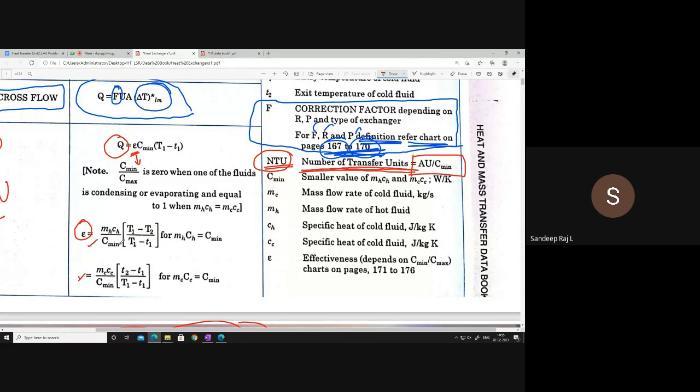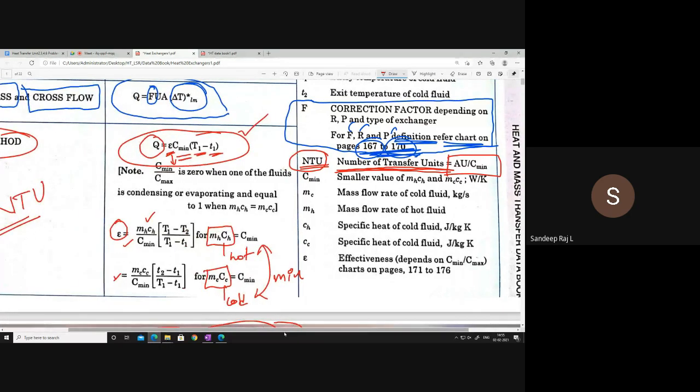For choosing between these two, the criterion is you have to find out m dot C in the case of the hot fluid, and also m dot C in the case of the cold fluid. Among these two, whichever is minimum, that formula you have to choose. That value you have to take here also, C min. Anyway, if two temperatures are known to you, you will use this formula of Q in the NTU method.